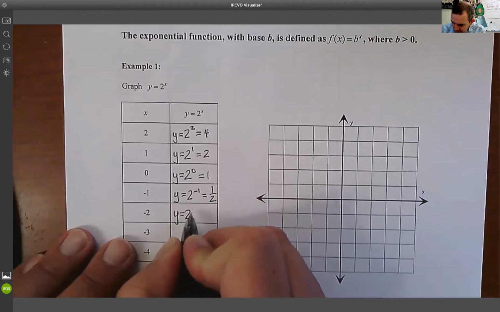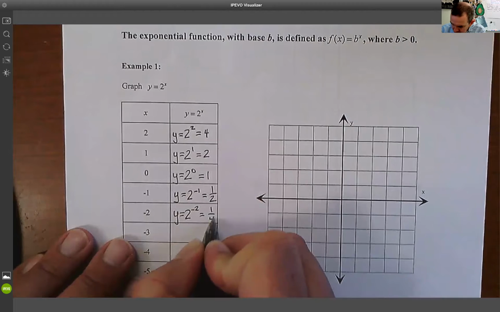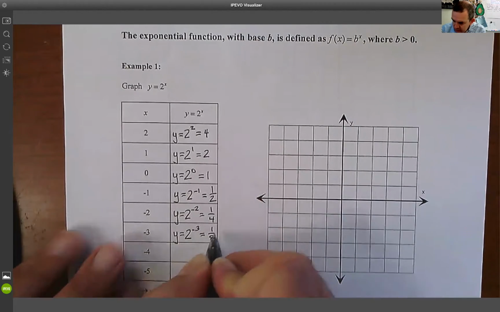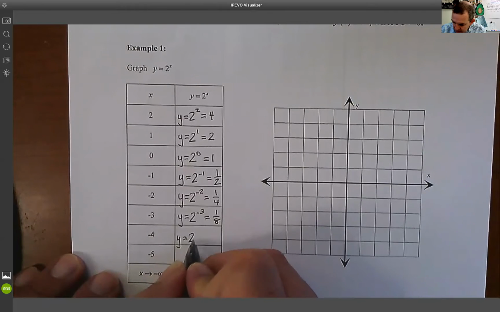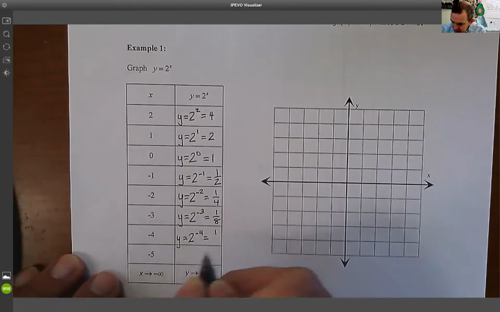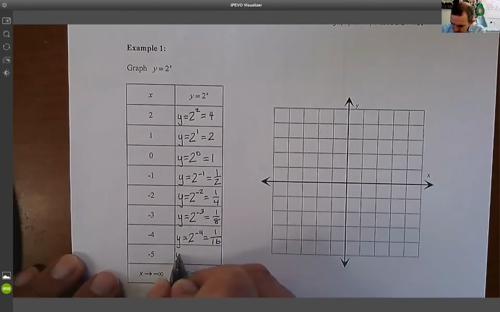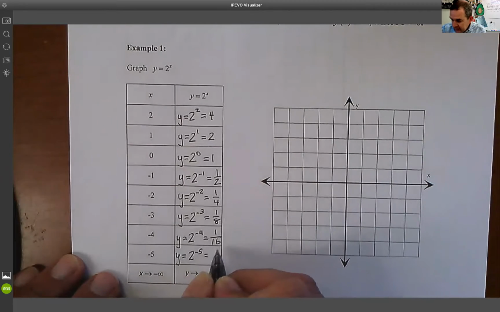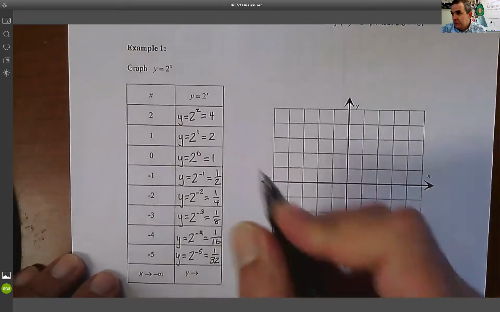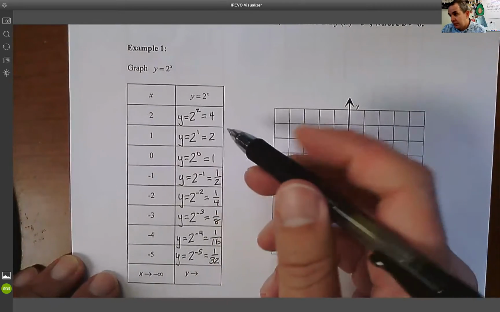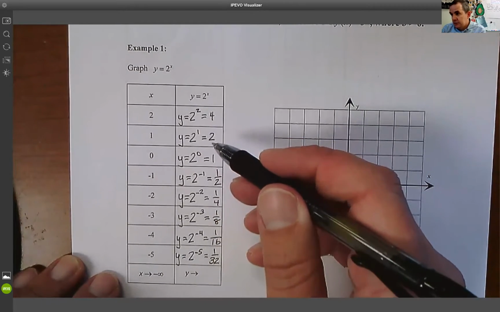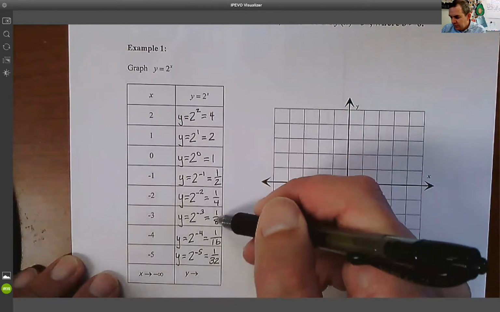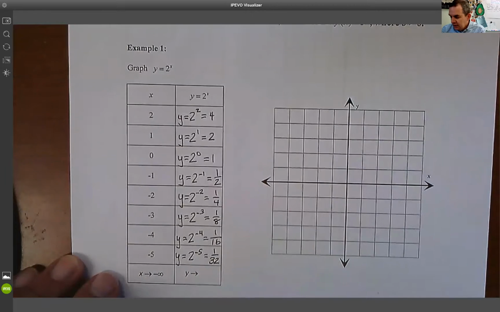Y equals 2 to the negative 2. That's 1/4. Y equals 2 to the negative 3. That's 1/8. Y equals 2 to the negative 4th. That's 1/16. And then y equals 2 to the negative 5th. That's going to be 1/32. Now, if you look at those numbers, we are getting progressively smaller. Actually, we're getting half as big: 4 to 2 to 1 to 1/2 to 1/4 to 1/8 to 1/16 to 1/32.